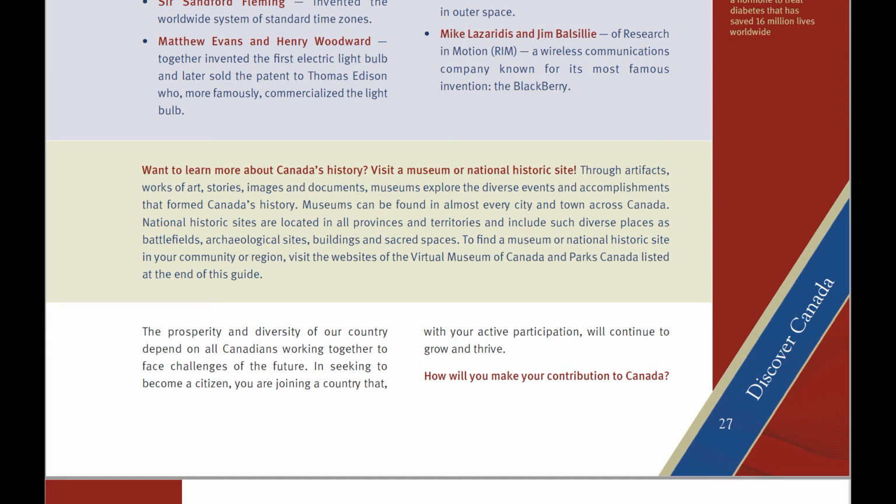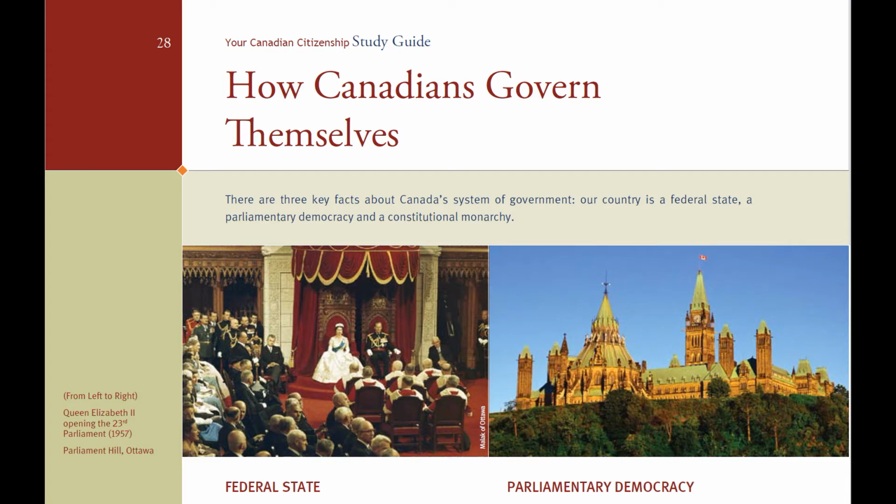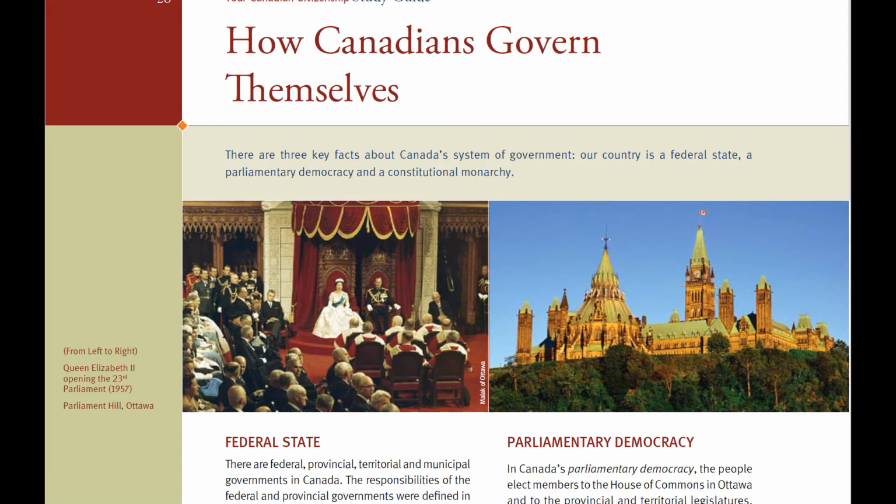How Canadians govern themselves. There are three key facts about Canada's system of government. Our country is a federal state, a parliamentary democracy, and a constitutional monarchy. Caption: Image of Queen Elizabeth II during the opening of the Parliament in 1957. Image of the Parliament Hill in Ottawa.